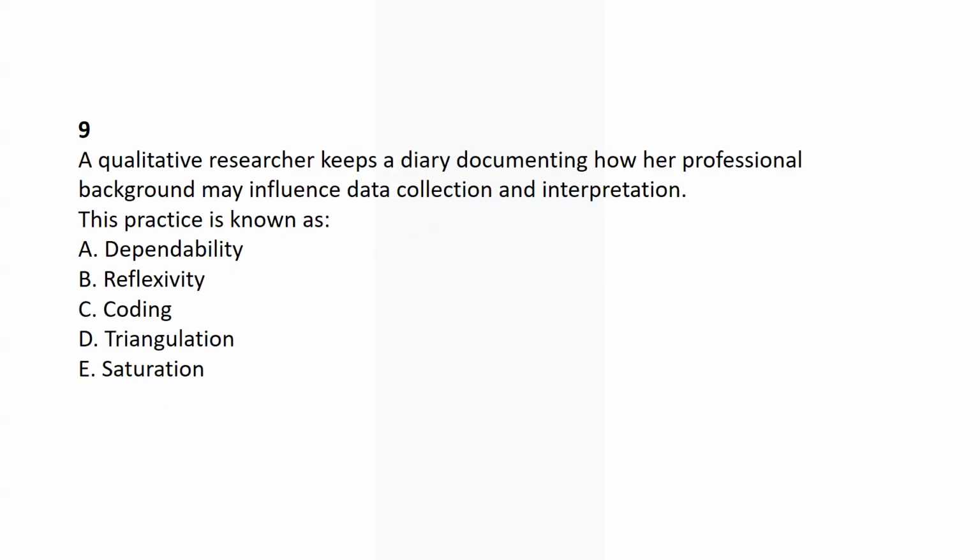Question number 9. A qualitative researcher keeps a diary documenting how her professional background may influence data collection and interpretation. This practice is known as option A, dependability, B, reflexivity, C, coding, D, triangulation, and E, saturation. B is the right answer.